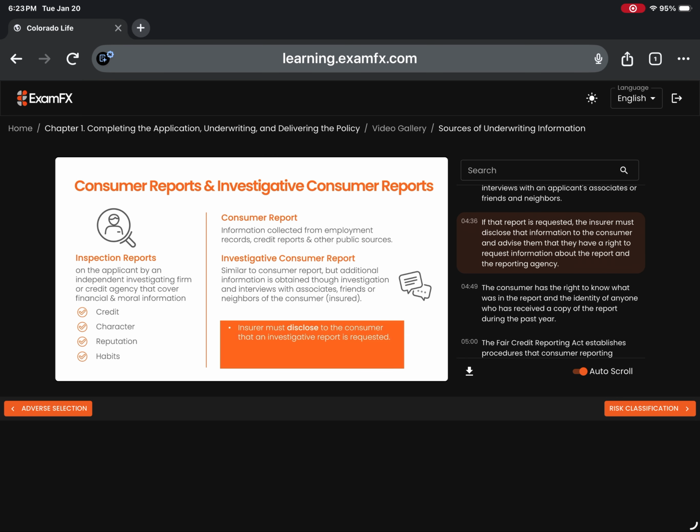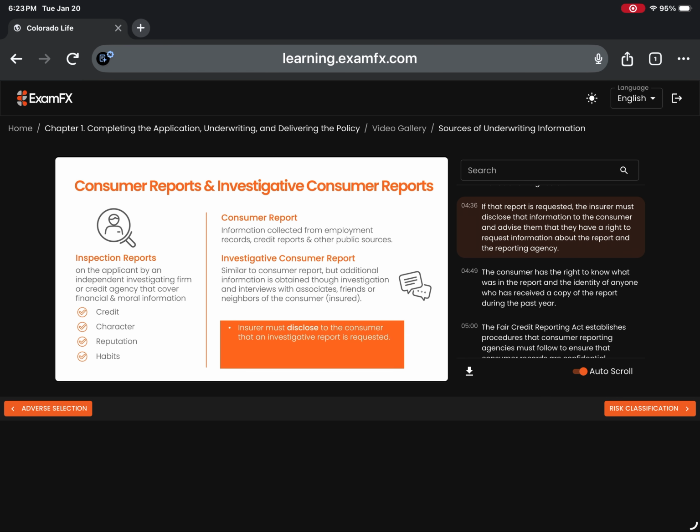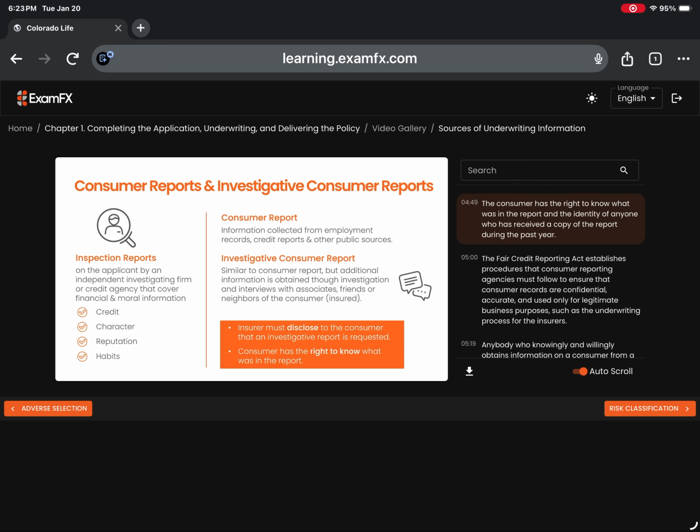If that report is requested, the insurer must disclose that information to the consumer and advise them that they have a right to request information about the report and the reporting agency. The consumer has the right to know what was in the report and the identity of anyone who has received a copy of the report during the past year.